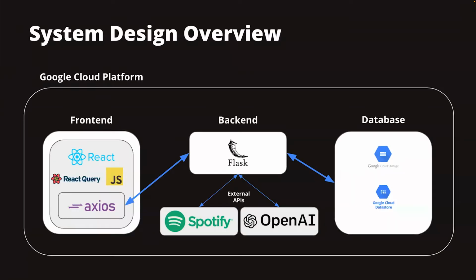All right, after our demo, we'll go over the system design overview. Everything is hosted on the Google Cloud Platform. Starting from the front end, it's hosted on Google App Engine and it's run on JavaScript. And we're using JavaScript libraries such as React, React Query, and Axios to fetch APIs from our backend. And the front end will interact with Flask. But then I'll pass it on to Dan to explain the backend.